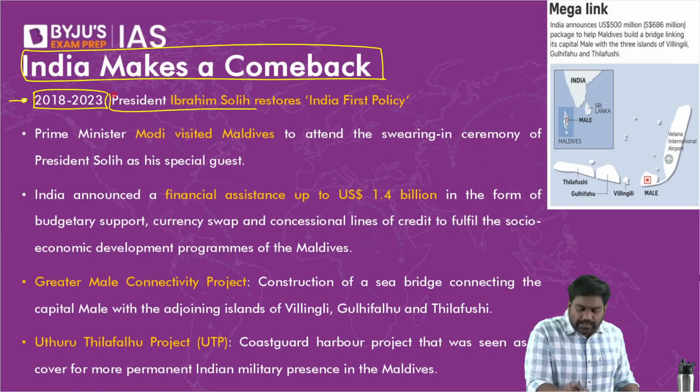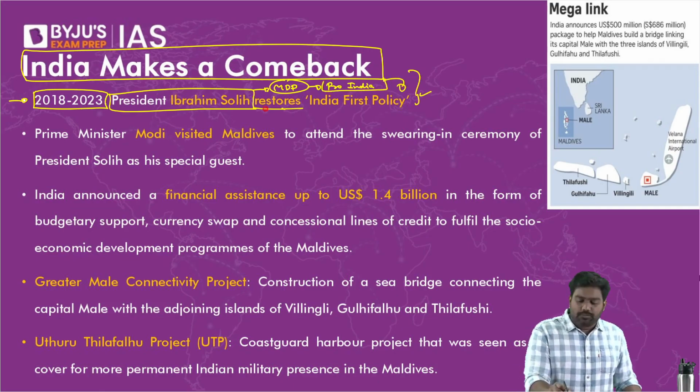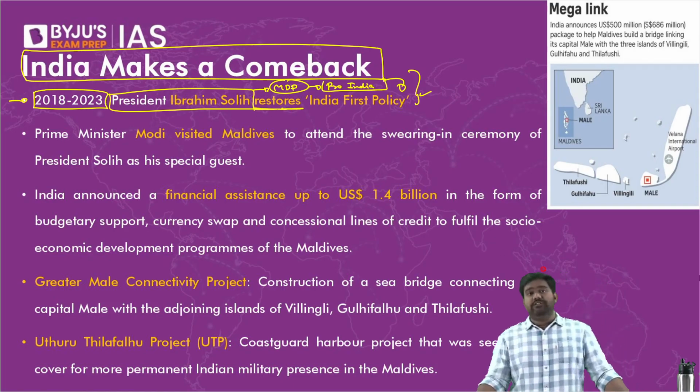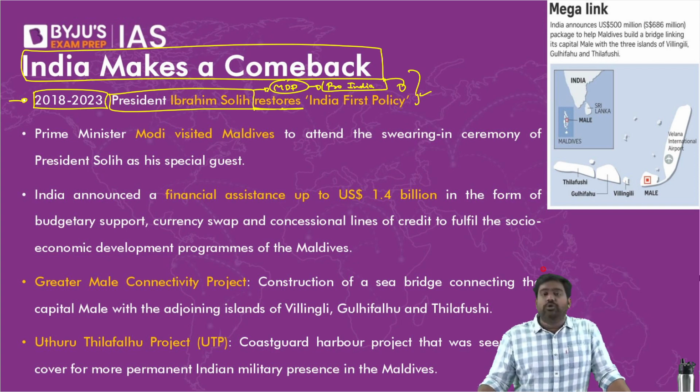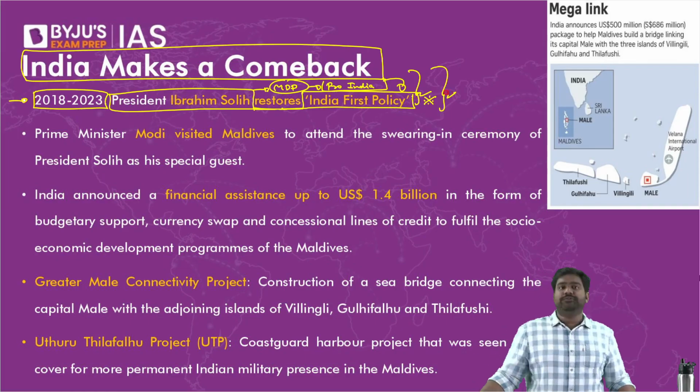President Ibrahim Soleh came to power, who is from the MDP, which is a pro-India party. In fact, Ibrahim Soleh is a prodigy of Mohammad Nasheed, the former pro-India president. He has worked very closely with Mohammad Nasheed. So Ibrahim Soleh, a pro-India leader heading a pro-India party, came to power and immediately restored India First policy. Now let me tell you how important this development was.